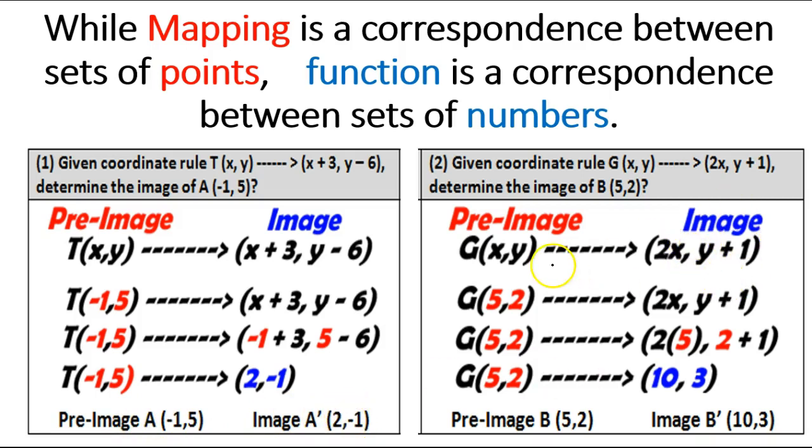The same thing here. The pre-image is (5, 2). The image is going to be 2x, so it's going to be 2 times 5, and then y, 2 plus 1. Different operation. And then you get the image, which is B prime.